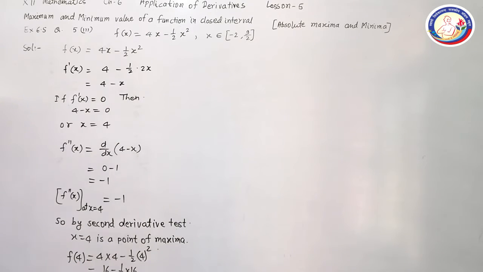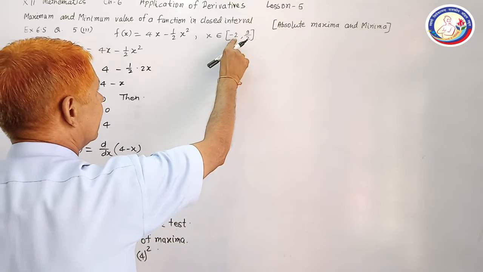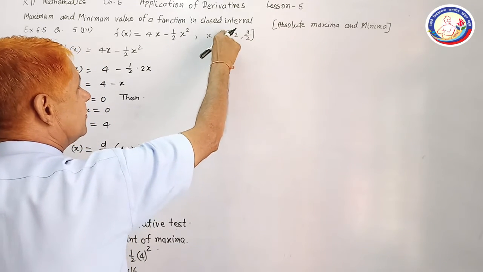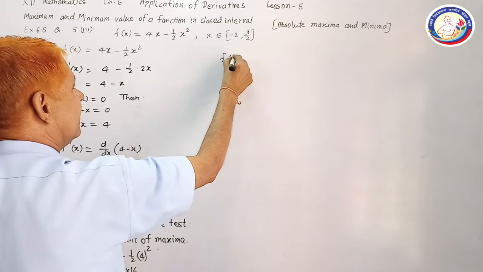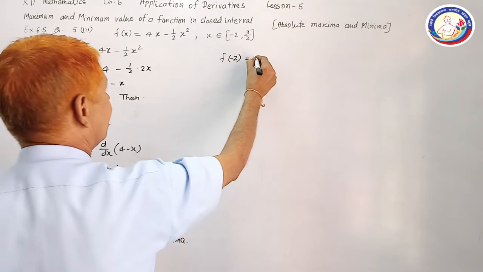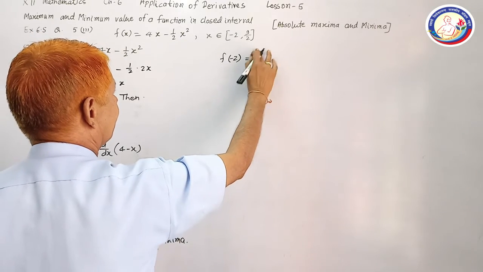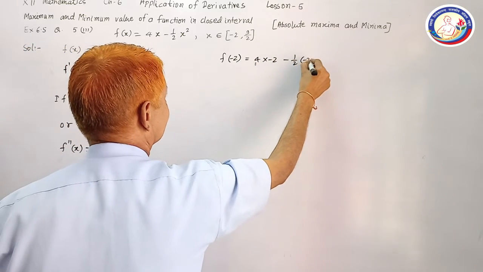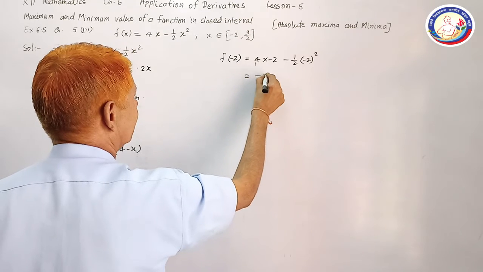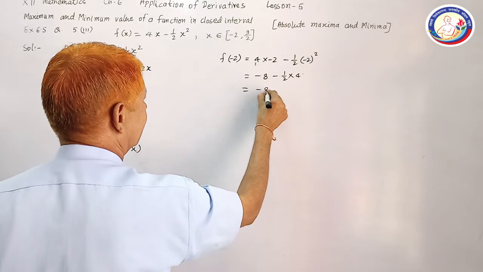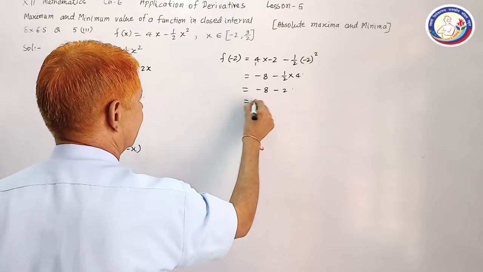Now what about the absolute maxima and minima? So we find the value of the function at these extreme values or limits of the closed interval. f(minus 2) is equal to 4 into minus 2 minus 1 upon 2 into minus 2 square, and this is minus 8 minus 1 by 2 into 4, that is minus 8 minus 2, that is minus 6.